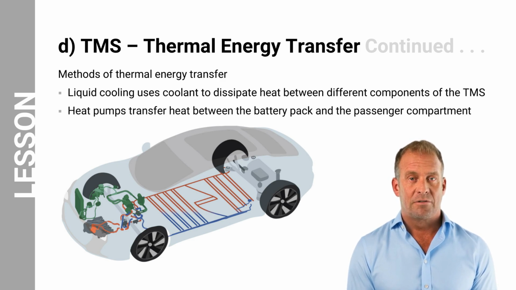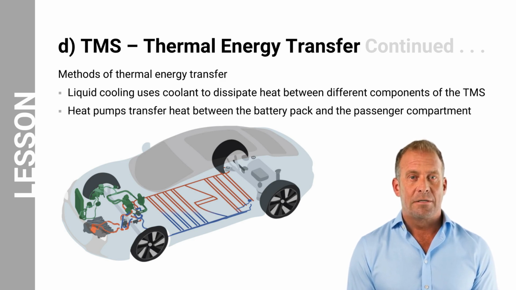Liquid cooling, as illustrated by the blue lines in the diagram, uses coolant to dissipate heat between the different components of the TMS. The coolant circulates through a series of pipes or hoses and channels, absorbing heat from the battery pack and the motor and releasing the heat to the air, or a heat exchanger.